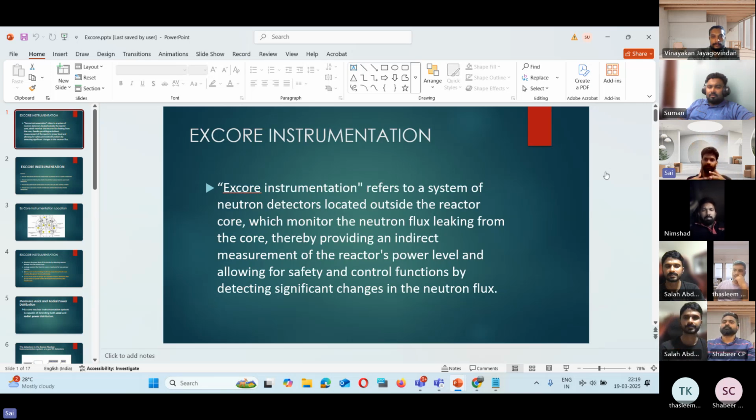These are measuring instruments located outside the reactor core. These instrumentation systems detect the leak neutrons, the neutrons leaking from the reactor core. This neutron flux, produced inside the reactor vessel, is detected by these instrumentation systems. You can go through the definition here. I'm going to the next slide.